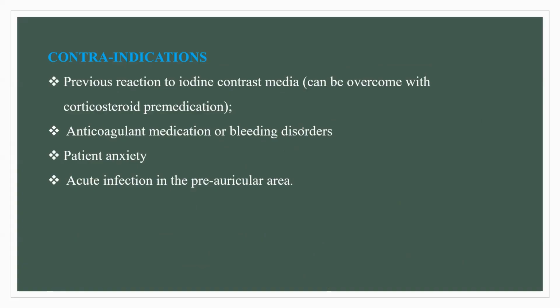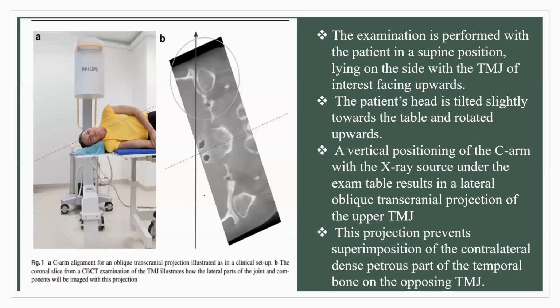Anticoagulant medication or bleeding disorders. If the patient has a history of this, then we cannot use it. The patient is having anxiety, and if there's any history of acute infection in the preauricular area. Okay, these four are the most important contraindications.